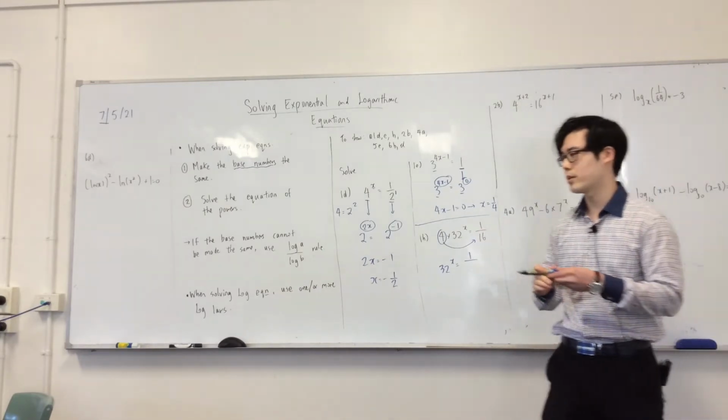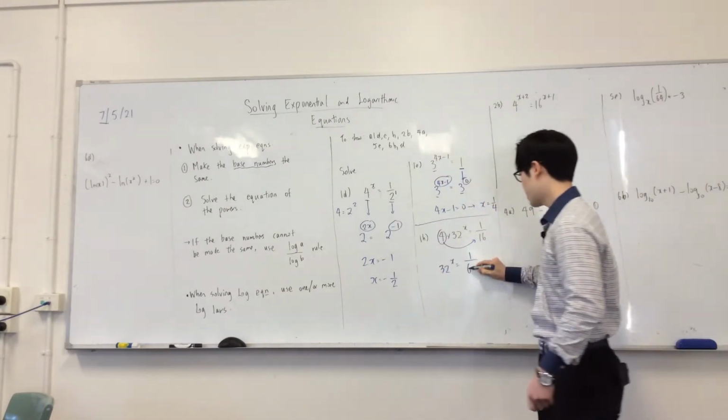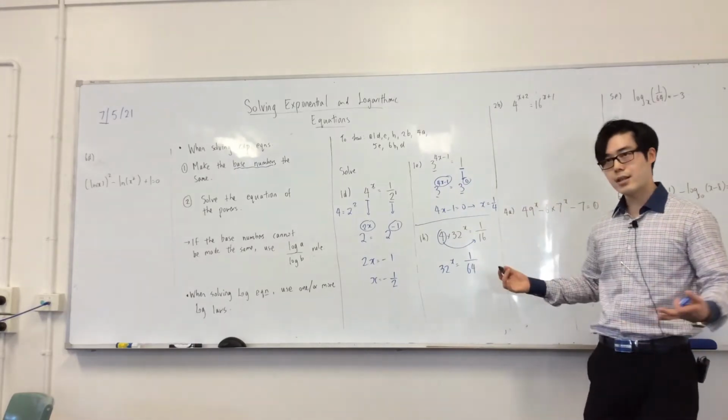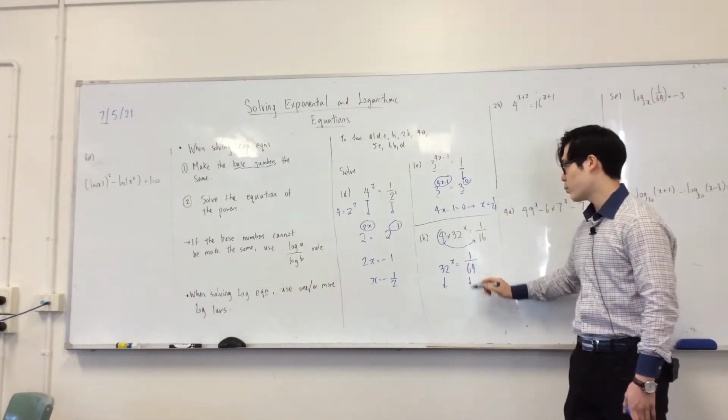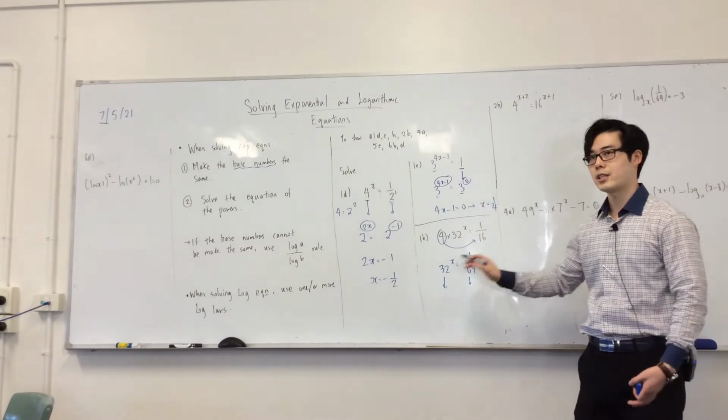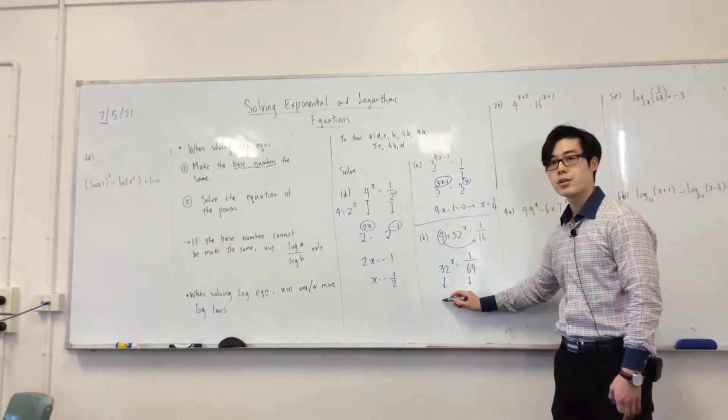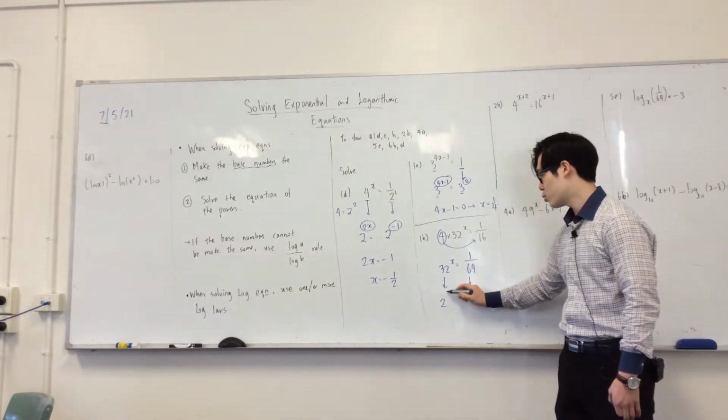I don't know what that is. Can someone do it? 64. Okay, good. 64. Now let's think. By trial and error, we need to think of a number that I can change both into a base of. 2 to the power of 5. Okay, so 2 to the power of 5.